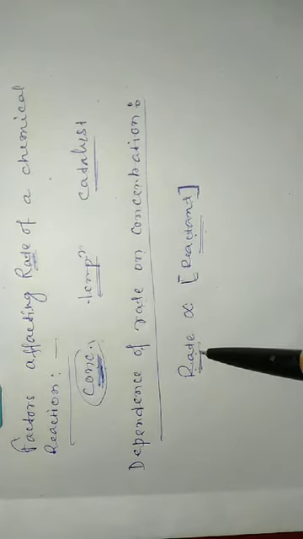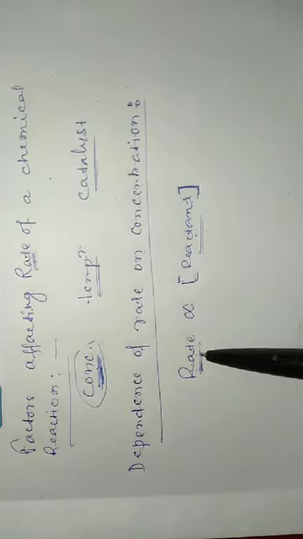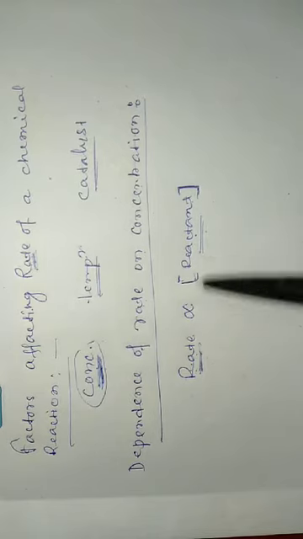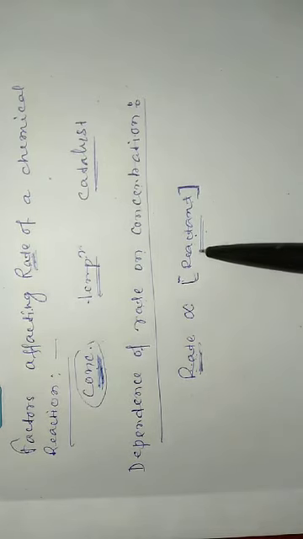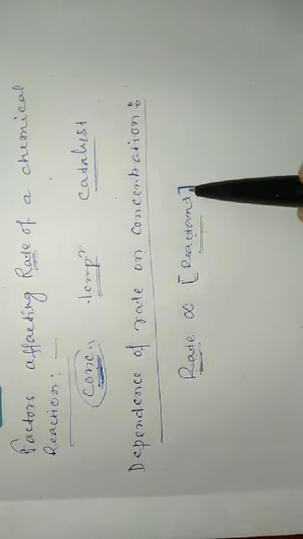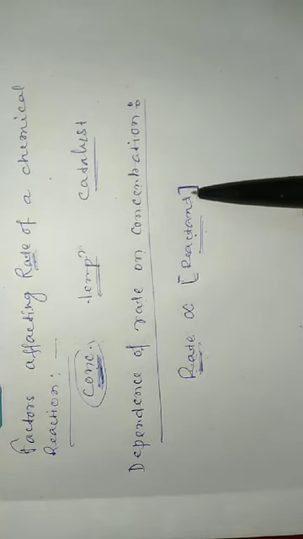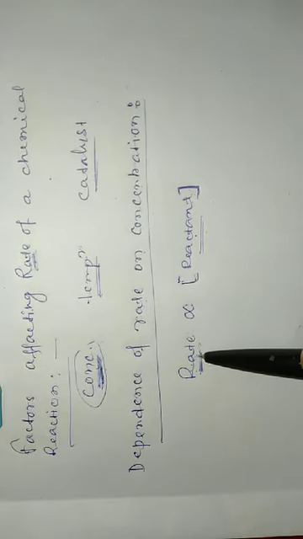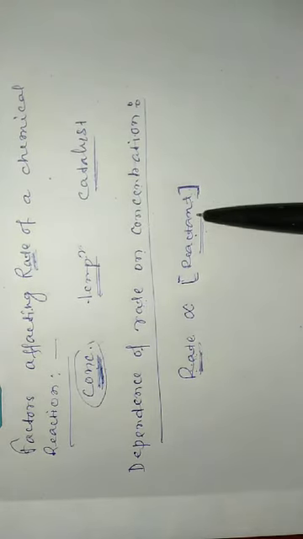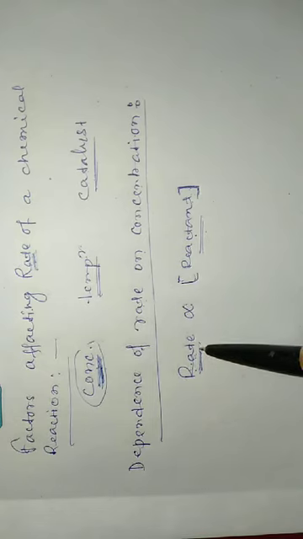So the rate of a chemical reaction is directly proportional to the concentration of the reactant. It has been experimentally observed that the rate of a chemical reaction is directly proportional to the concentration of the reactant. That means when the concentration of the reactant increases, the rate of the reaction increases. When the concentration of the reactant decreases, the rate of the chemical reaction decreases. Everybody knows it: when time increases, the concentration of the reactant decreases. So with increase in time, the rate of the reaction decreases.